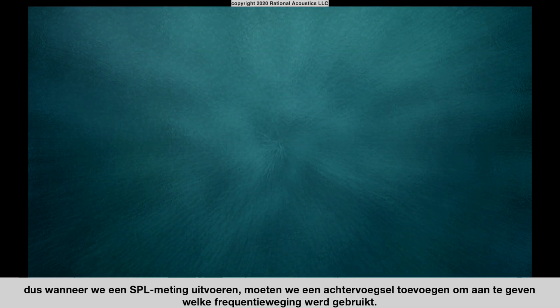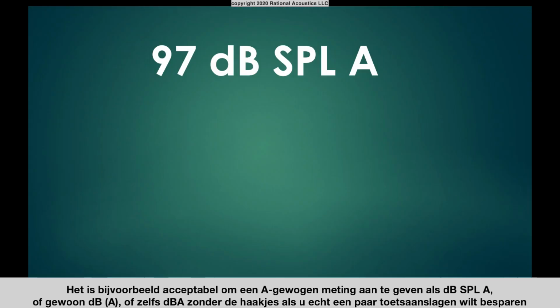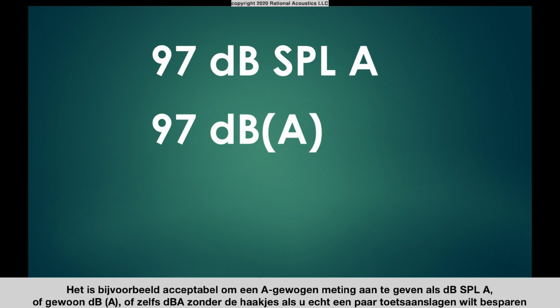So when we make an SPL measurement, we need to make sure to include a suffix to indicate which frequency weighting was used. For example, it's acceptable to indicate an A-weighted measurement as either dB-SPL-A or simply dBA, or even dBA without the parentheses if you really want to save a couple keystrokes.